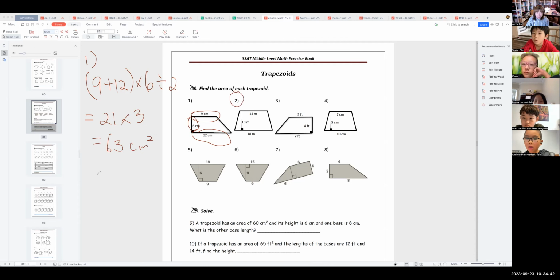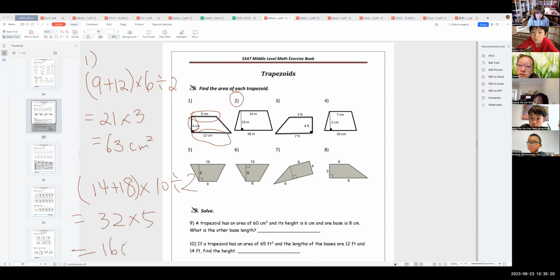Okay, so number 2, I'm going to do with you. Violet, can you tell me what is the upper line? 14 meters. 14 meters. What is the bottom? 18 meters. 18 meters. Plus together, times what? What is the height? 10 meters. Okay, and divided by 2. 32 times 5 equals 160 meters square. Okay, everybody, number 3, number 4, you're doing so.